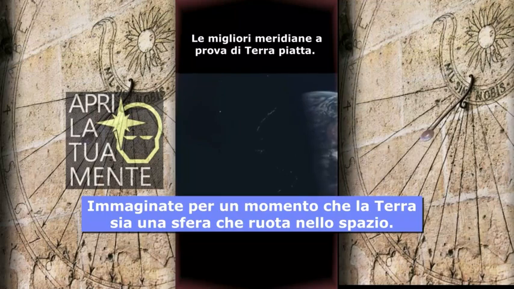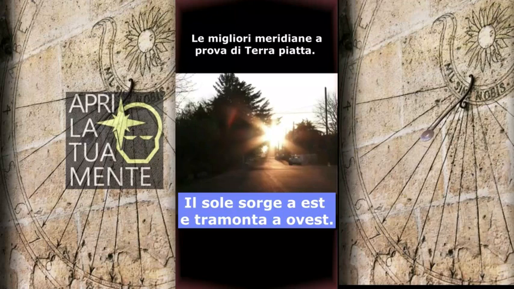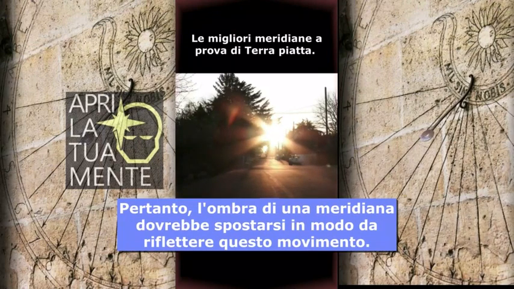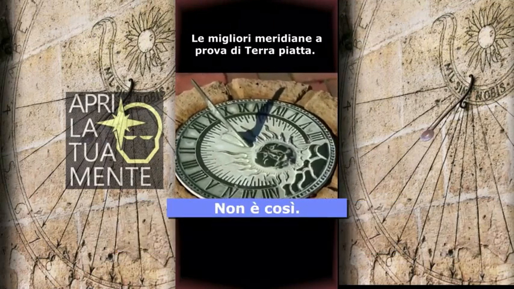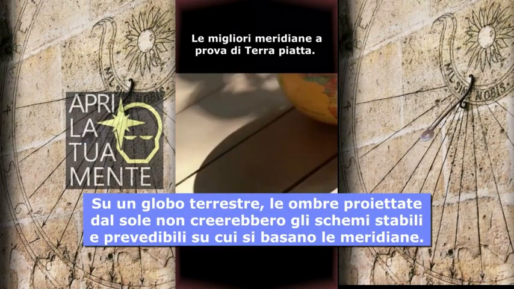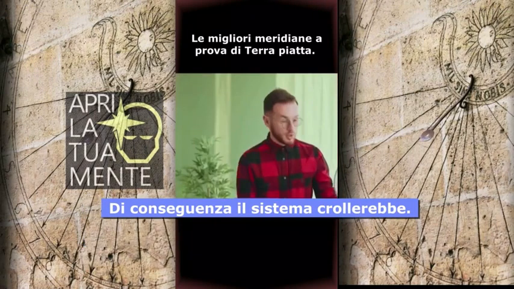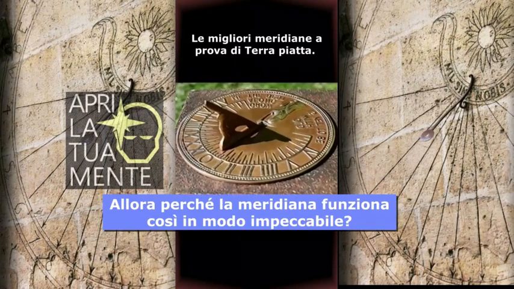Imagine for a moment that the Earth is a sphere spinning through space. The sun rises in the east and sets in the west. Therefore, a sundial's shadow should shift in a way that reflects this motion. But guess what? It doesn't. On a globe, the shadows cast by the sun wouldn't create the steady, predictable patterns that sundials depend on. Therefore, the system would fall apart. So why does the sundial work so flawlessly?